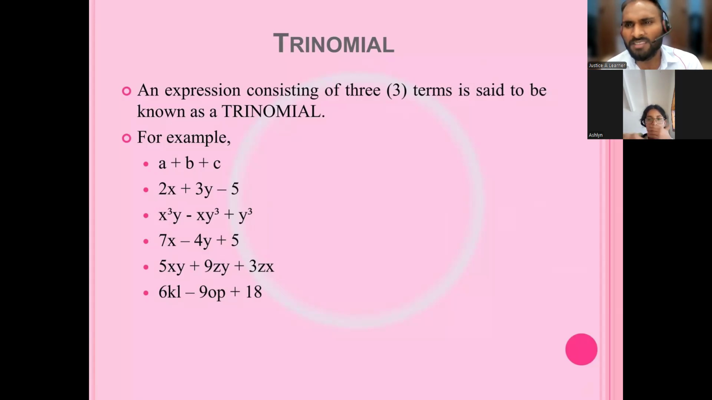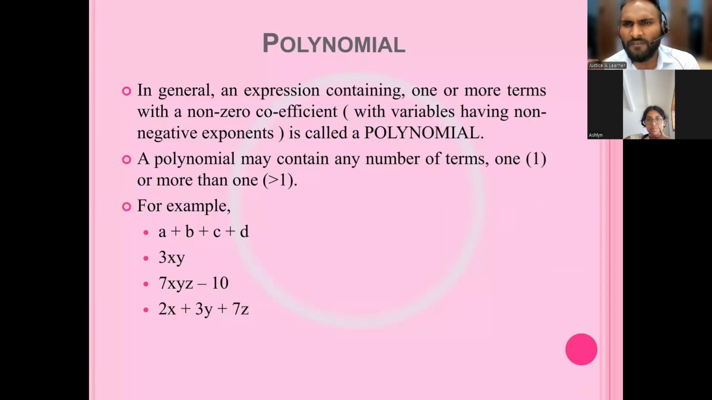But yes, poly means many. So basically, the root definition was given so that it can contain many terms, but it also contains monomial and trinomial and all, right? So in general, an expression containing one or more terms, as you told, but here an important thing we have to remember, that is non-zero coefficient. Why non-zero coefficient we are having here? Do you know? No. Okay, so let me make you understand.